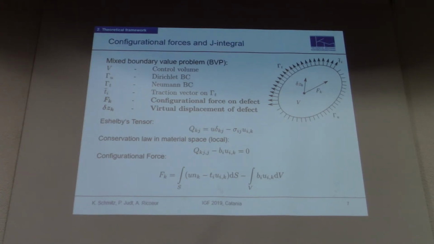This defect driving force is also calculated in this material space, where we have an Eshelby tensor Q, which consists of the strain energy density, the stresses, and the displacement gradient. And with the Eshelby tensor, one can formulate a conservation law of material space, which you can see here. From this conservation law, we can then calculate the configurational force by this integral equation here, with an area integral and a volume integral.